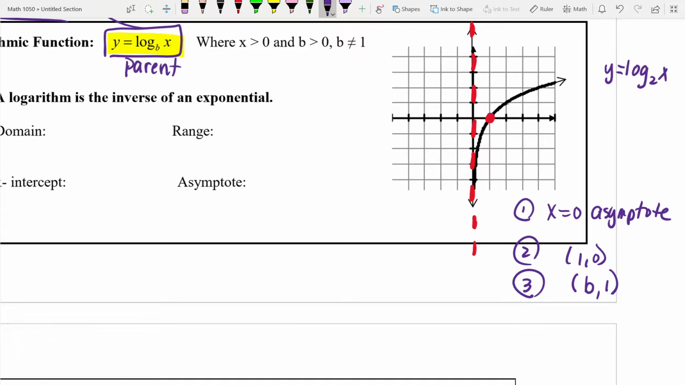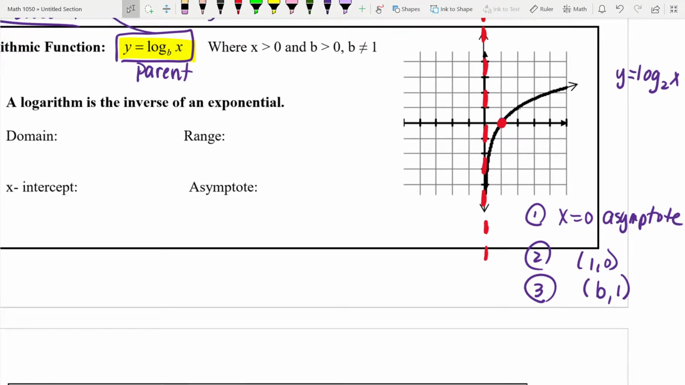Okay, great. Look at the graph. Everybody in the room tell me the domain. Domain starts at the left, goes to the right. It starts at 0. Does it actually hit 0? Talk to me about that. No.